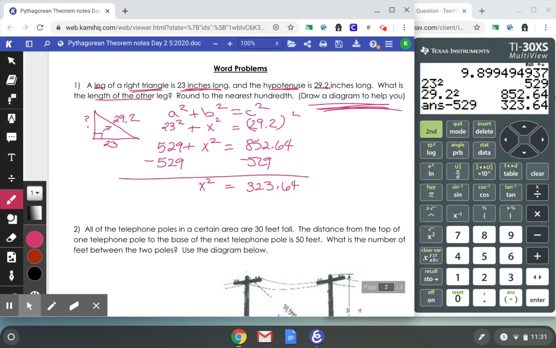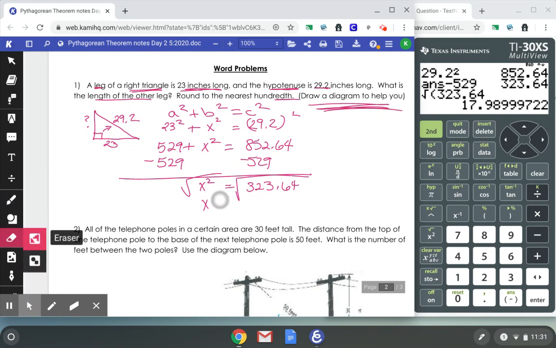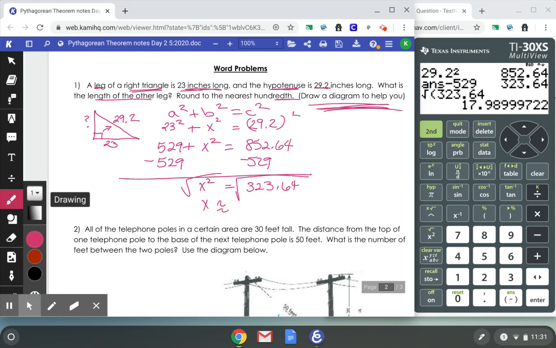I have x squared. So I'm going to do the square root to get x alone. And the square root of 323.64 equals 17.989. It says round to the nearest hundredth. So when I round this to the nearest hundredth, I can say that x is approximately 17.99 inches long.